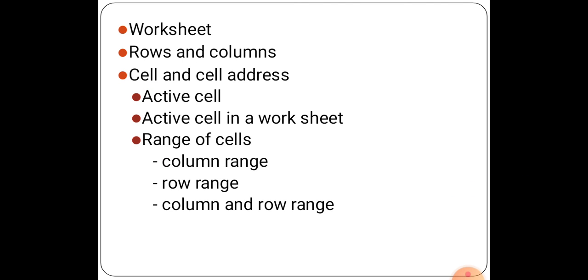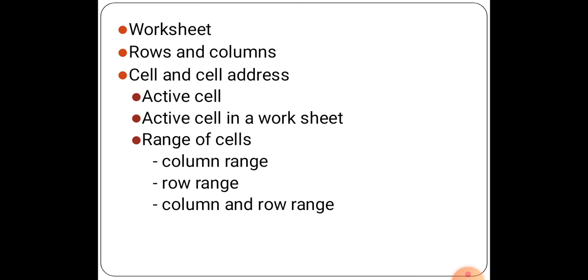Active cell refers to where we are currently working with the cursor. The active cell in a worksheet is the cell where the cursor is placed. The active cell address is shown in the formula bar at the left end. We will have the active cell column, which represents the address of the current active cell.